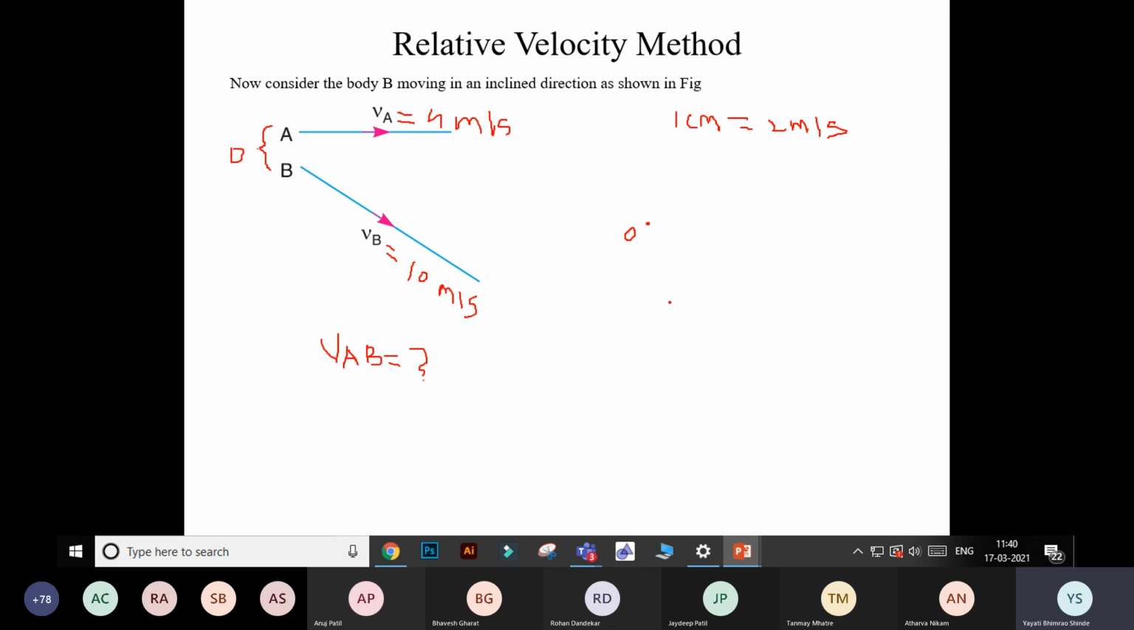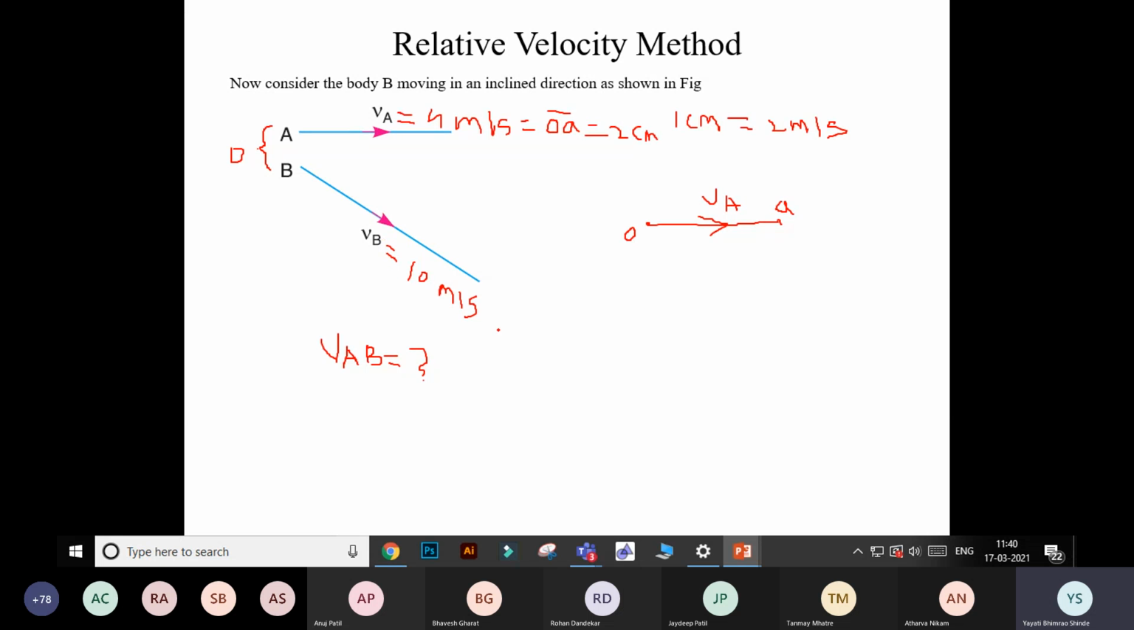Now through this O I will draw the first vector OA, whose magnitude is known here. Its magnitude is 4 meter per second, which means 2 centimeter. We know the magnitude of the first vector OA is 2 centimeter, and the direction is horizontal, towards the right in the direction of the arrow. I will draw the first vector OA, 2 centimeter. Now this is nothing but your velocity of A.